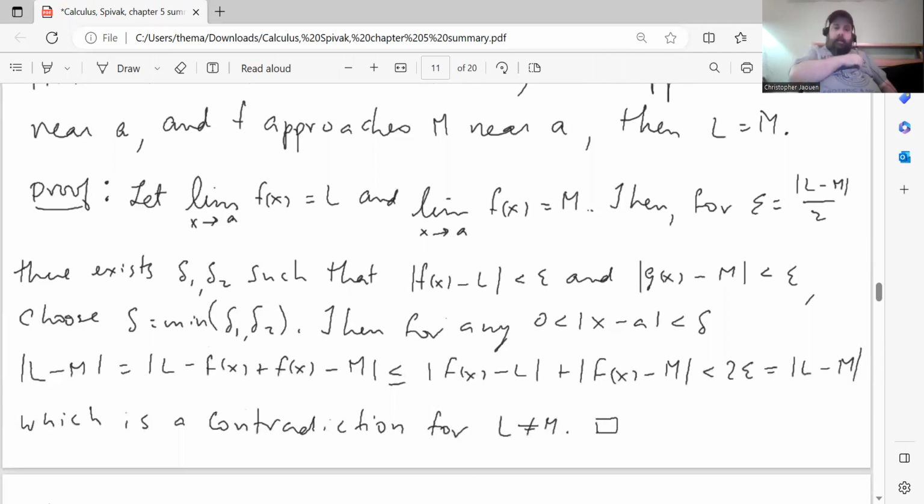So let the limit as x goes to a of f of x equal L, and the limit as x goes to a of f of x equal M. Then for epsilon, here I'm choosing a specific epsilon equal to absolute value of L minus M over 2. I should maybe say here at the beginning, let this be true and assume.